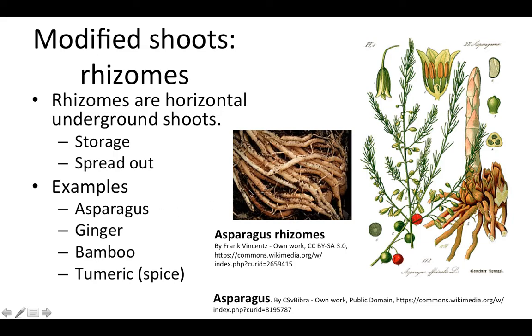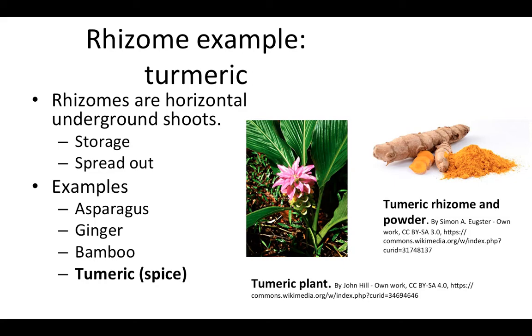So asparagus is one example, and in fact, these are rhizomes from asparagus right here. Ginger also grows in this way, as does bamboo and turmeric, which grows in a way that looks very much like a ginger root. So here's a picture of an asparagus plant, but you should have seen the video of an actual plant earlier. Here's an example of turmeric.